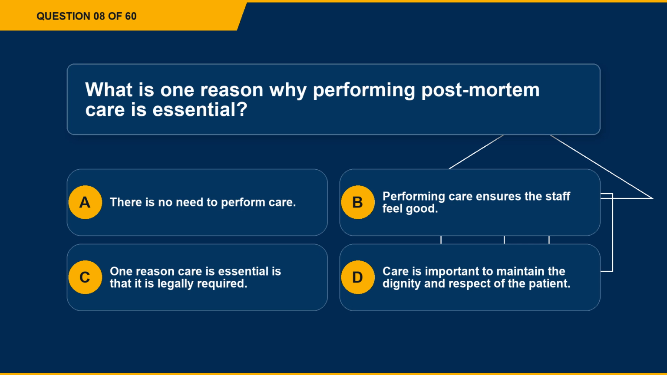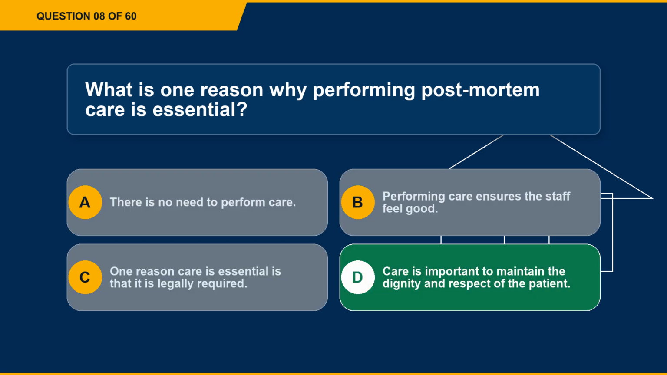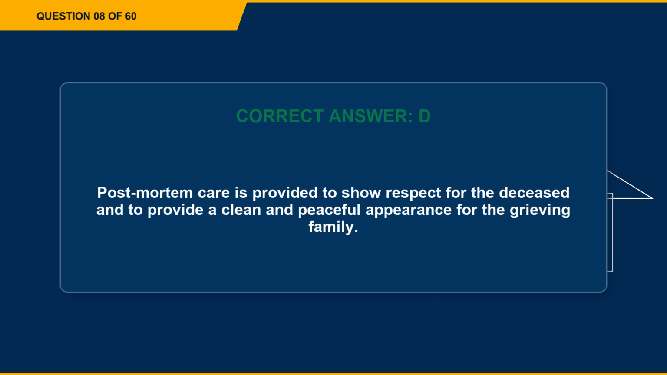Question 8. What is one reason why performing post-mortem care is essential? Option A, there is no need to perform care. Option B, performing care ensures the staff feel good. Option C, one reason care is essential is that it is legally required. Option D, care is important to maintain the dignity and respect of the patient. The correct answer is option D, care is important to maintain the dignity and respect of the patient. Explanation. Post-mortem care is provided to show respect for the deceased and to provide a clean and peaceful appearance for the grieving family.